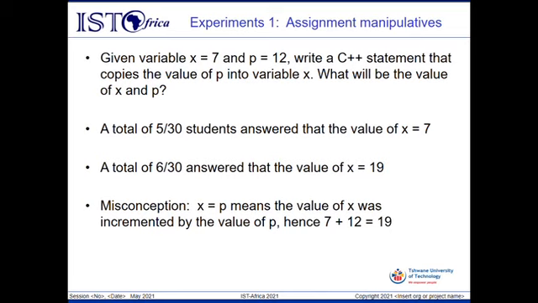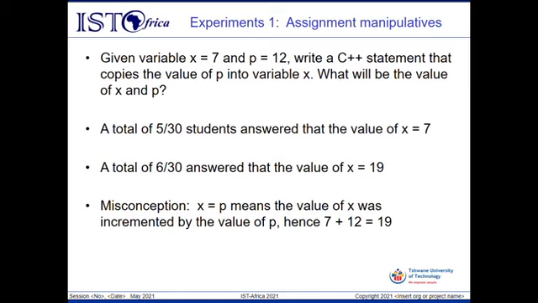And then after identifying some manipulatives, we have the pre-teaching exercises and the post-teaching exercises. And this is a setup of a pre-teaching exercise. Given variable x is 7, p is 12, write a C++ statement that copies the value of p into variable x. What will be the value of x and p? So 5 out of 30 people answered that the value of x will be 7. And in this case, the value of x cannot be 7, meaning that there is a misconception on how assignment works.